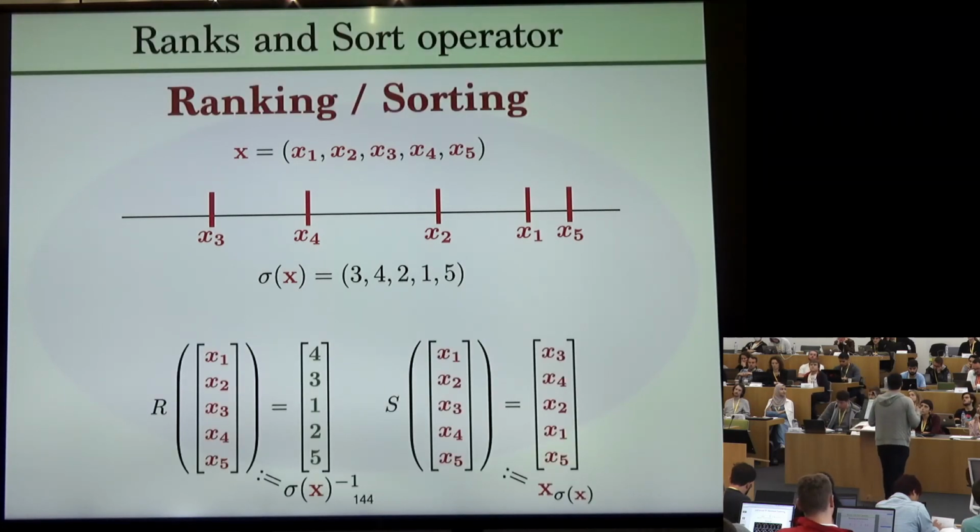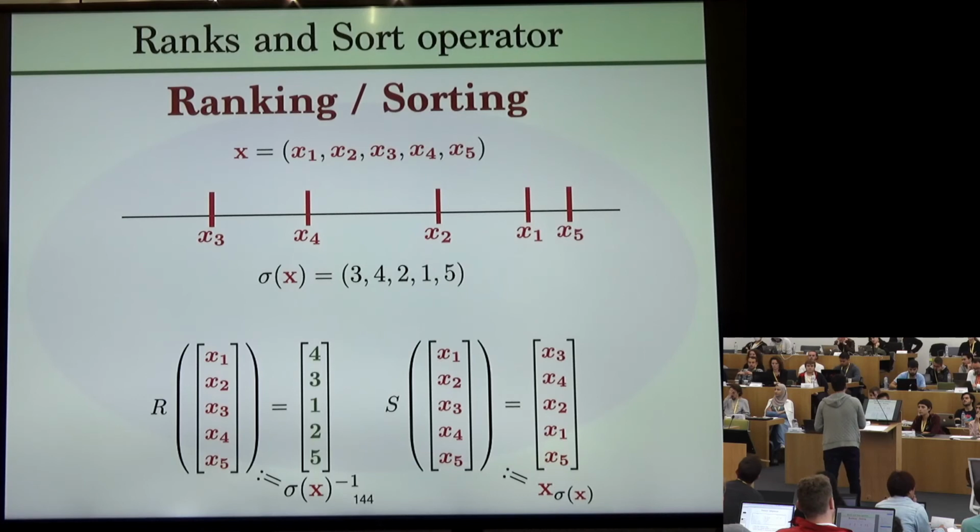Now, there are two things that you usually use sorting for in your algorithms, as in machine learning. One is the vector of ranks, and one is the sorted vector. So what do I call the vector of ranks? It's essentially the inverse permutation, the inverse sorting permutation. What does it tell me?